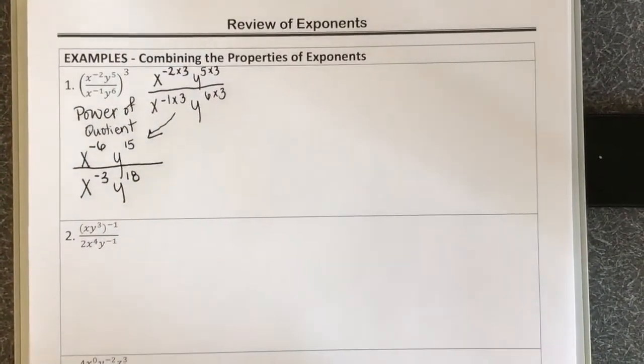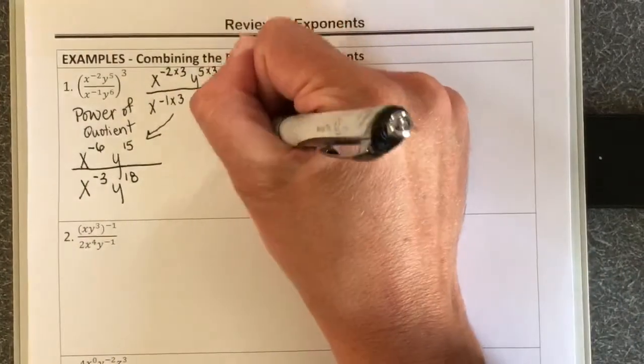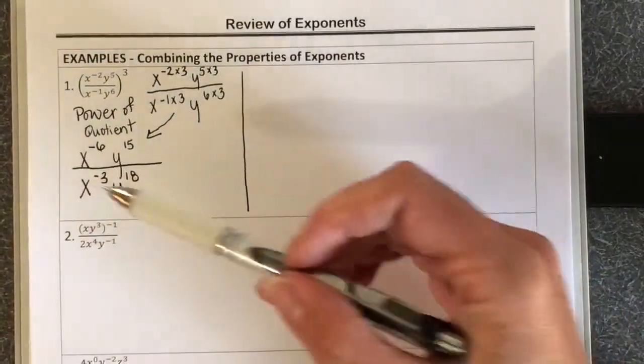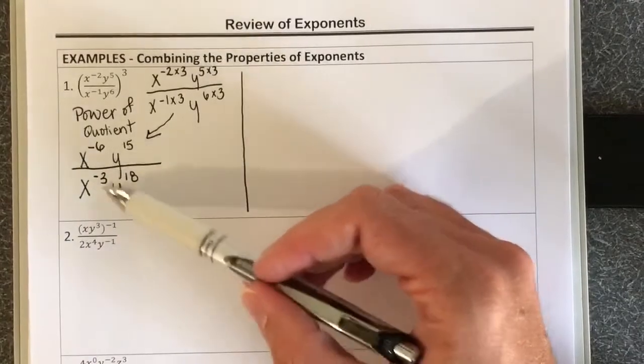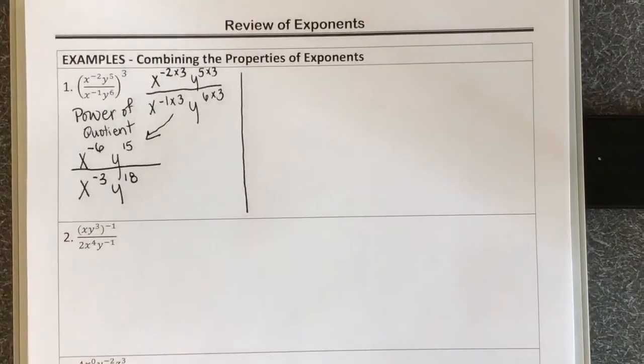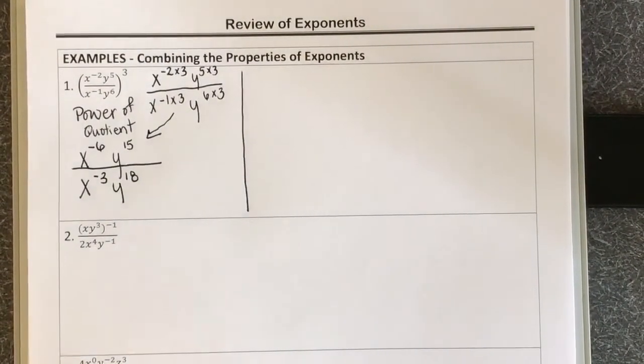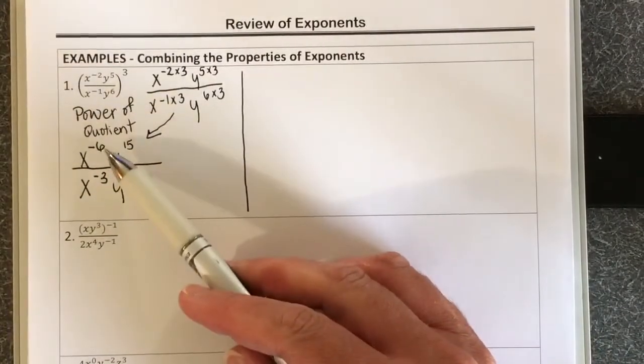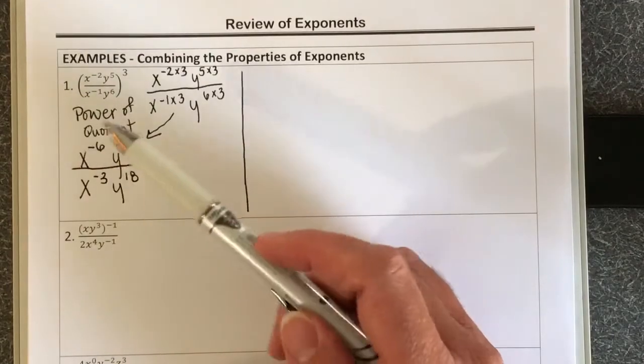So ask yourself, is this simplified? And the answer is no. I have negative exponents. I see my bases appear more than once. So I want to make it as simple as possible. So notice how I'm dividing in this problem.